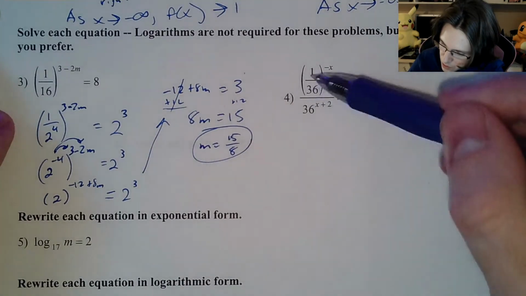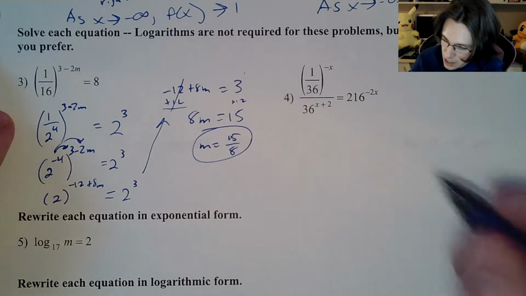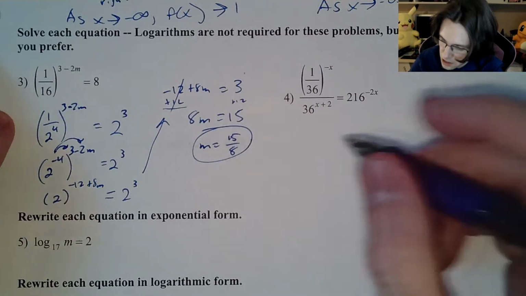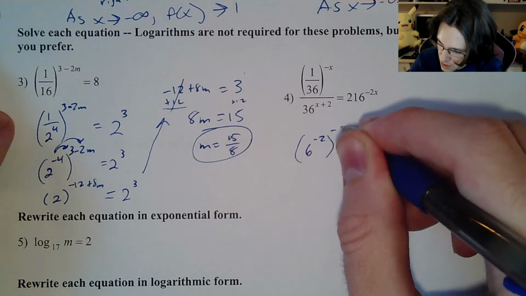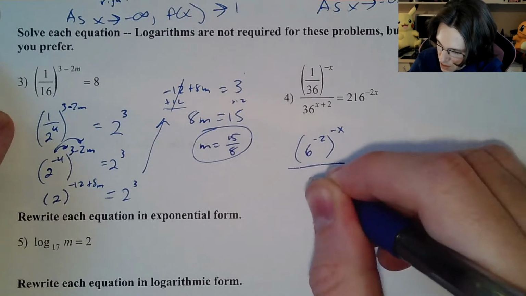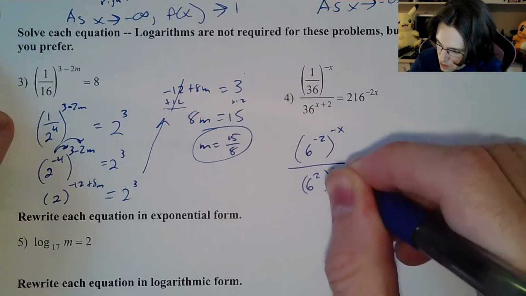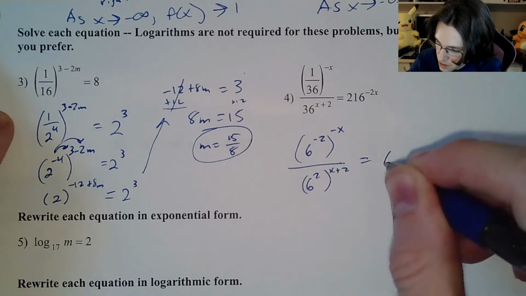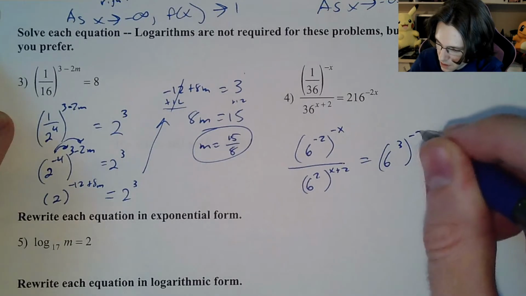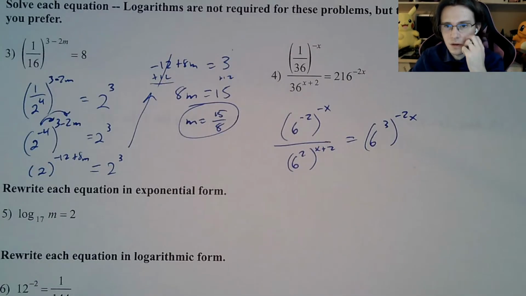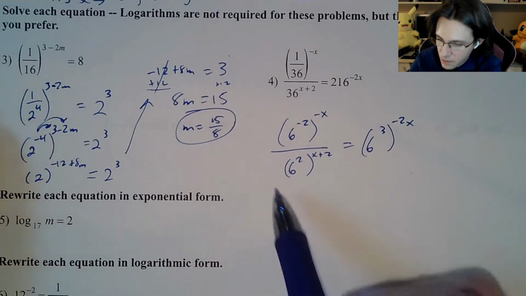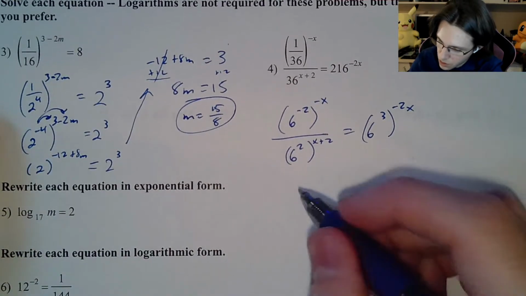All right, so continuing on with this one, same exact idea. So that's like 6 squared, but it's a fraction. So we're going to rewrite it as 6 to the -2, to the -x, divided by 6 to the 2, to the x plus 2, equals, and this is 6 to the 3rd power. Again, you just have to use your notes or end up having it memorized.